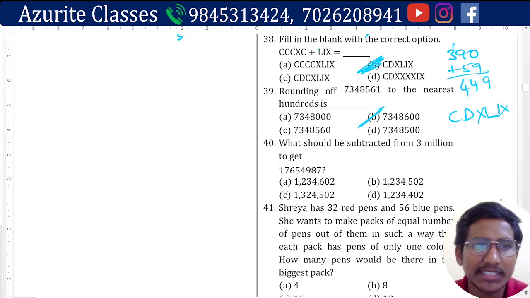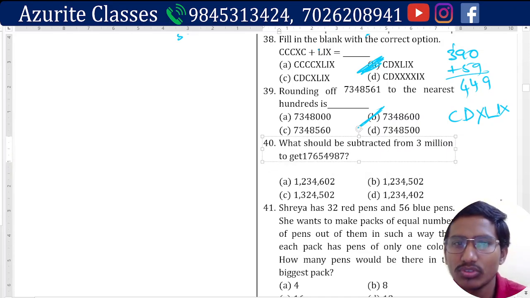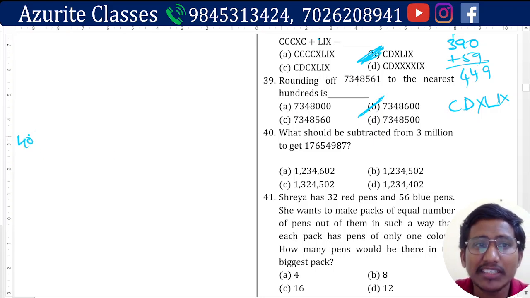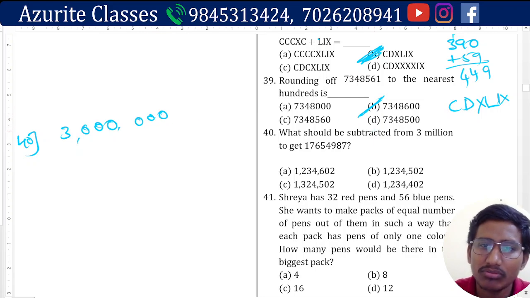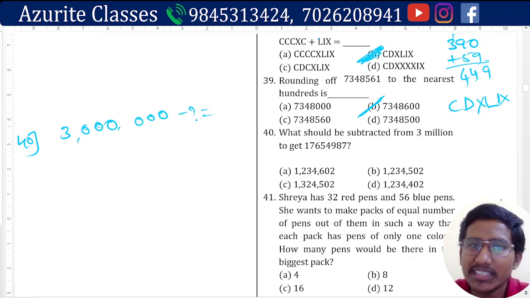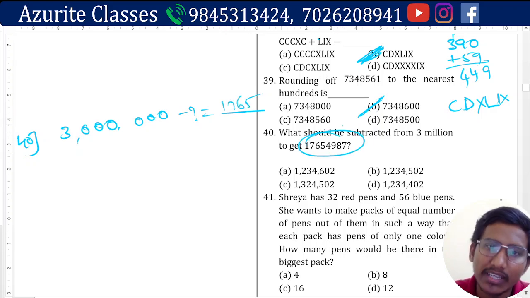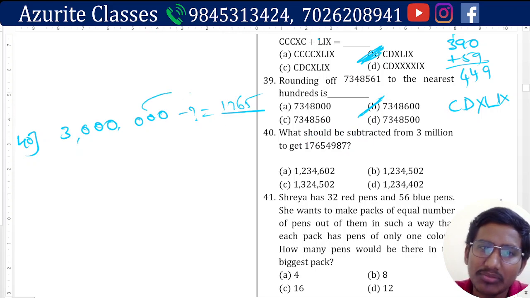Now 39 is done. 40, so what is question 40? What should be subtracted from 3 million to get this much? So let us see, we have to directly subtract. 3 million means how much? 3 zeros here and then 3 more zeros. So this is how it will be 3 million. From this, what should be subtracted to get this answer? This answer, 1765 something, is given here, right? So if you want, you have to subtract it.